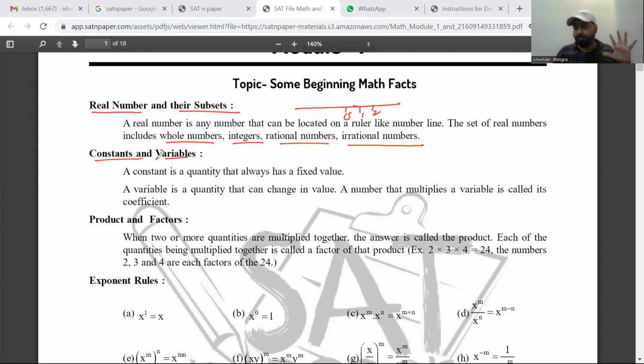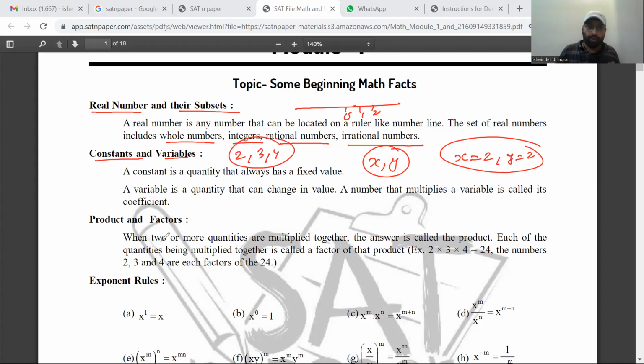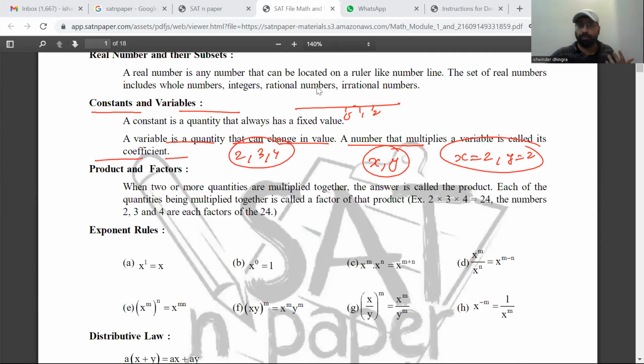Constant and variable. So what's the difference? Constant is a quantity that has a fixed value. I say 2, 3, 4, 5. All the numbers are known as constants because you cannot change the value of a constant. Variables are the quantities that can take different values. Let's suppose you generally take the alphabets x and y, because they can take any value. x is equal to 2, y is equal to 2, they can take any value. Now, I'm just quickly going through this. Product and factors, you must have done it. What are product and factors? So let me clear my board.